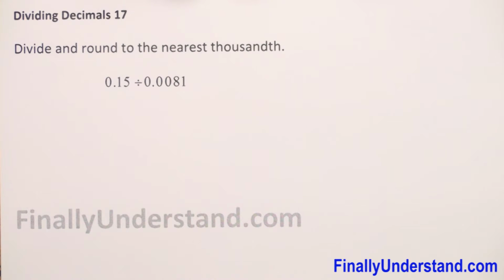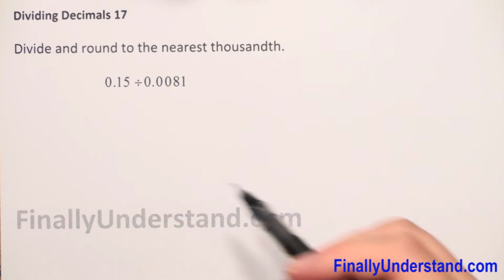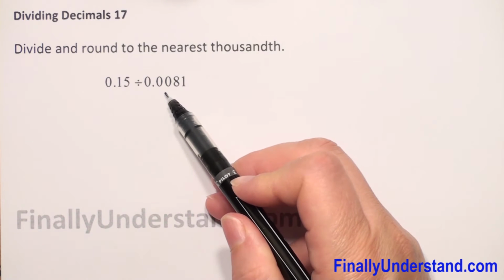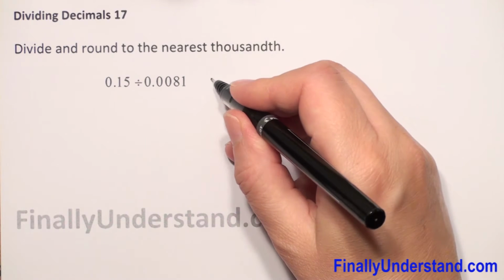We have to divide 0.15 by 0.0081. How do we do this? We have division of decimal numbers, so we know that our divisor cannot be a decimal number. So let me rewrite our example one more time.